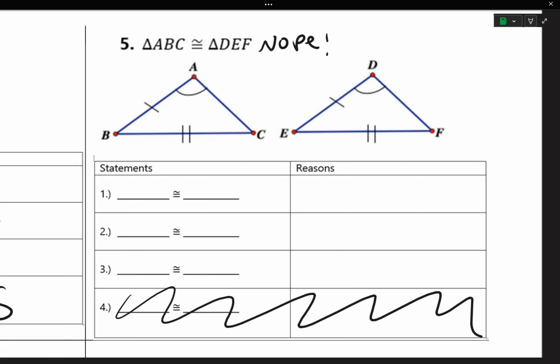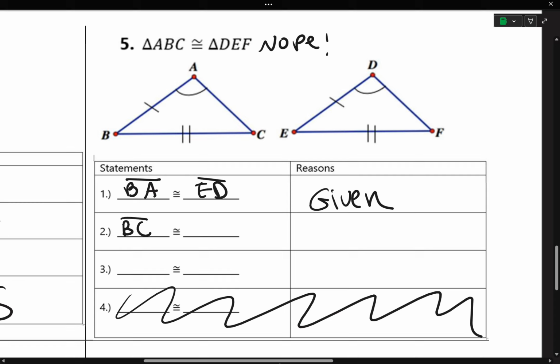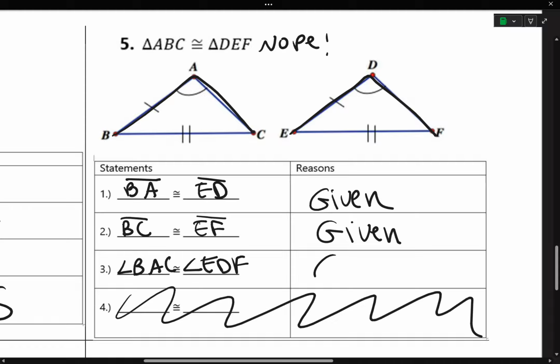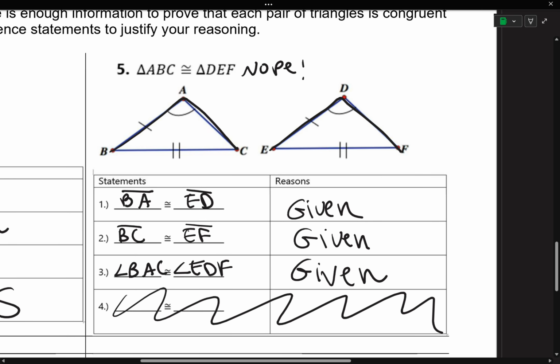All right, single tick mark. Let's call that BA on the left and ED on the right. That was given to us. All right, then we have the double tick mark, BC on the left, EF on the right. That was given to us. On the left, we have angle BAC, congruent to angle EDF, and that was given to us. Unfortunately, that's all we can do with these triangles. This proves nothing. They are not congruent.